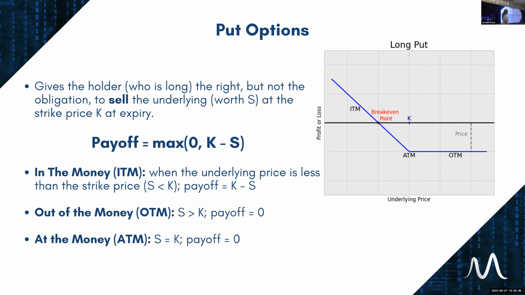Similarly, in the money is when the underlying is less than the strike. At the money is at the strike, and out of the money is when the payoff is 0, so above the strike. And same concept for the break-even point. Here your break-even point would be K minus the price. Any questions? Okay.